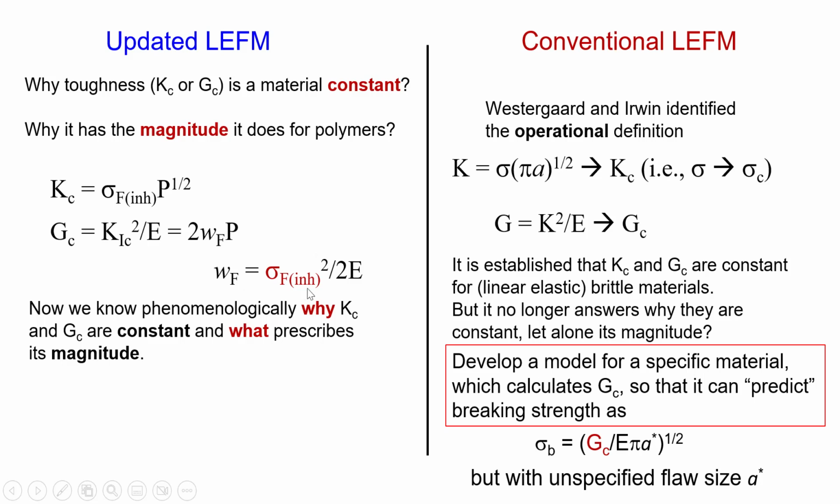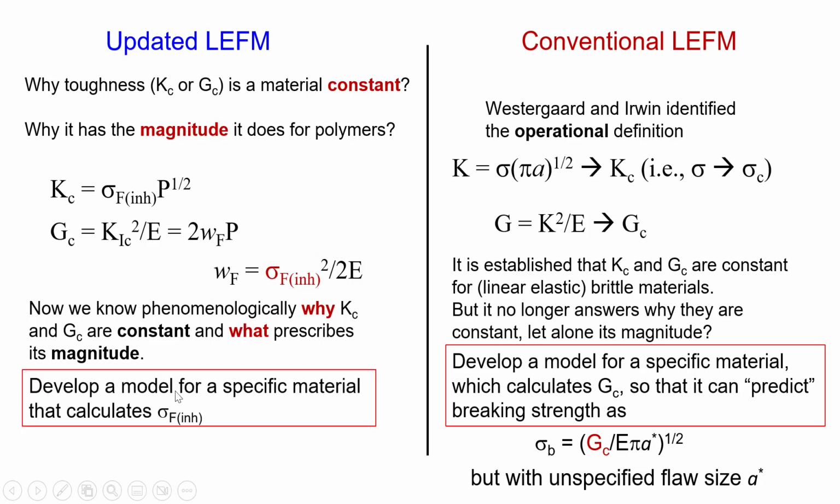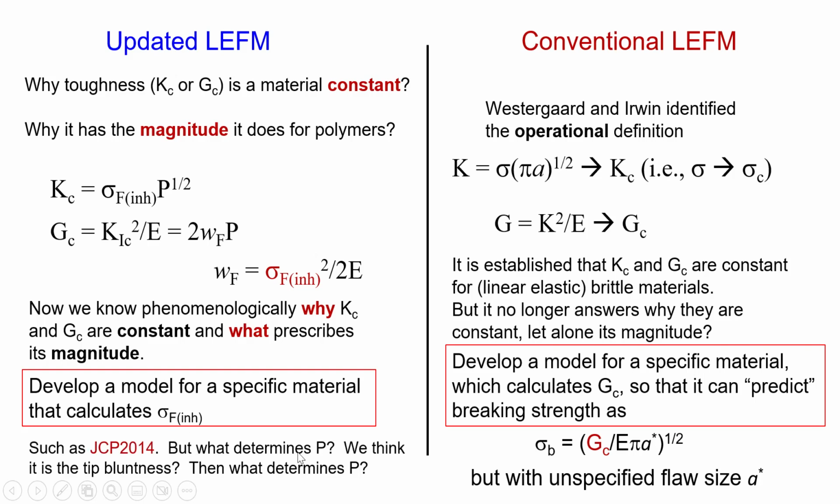Briefly speaking, you may want to increase this by not only increasing the inherent strength, but by somehow magically manipulating P. So in any case, this scenario urges me to do something different. I need to develop a model to calculate what the inherent strength is, instead of Gc, which is something we have done. But the mystery now is still what determines this characteristic length scale.